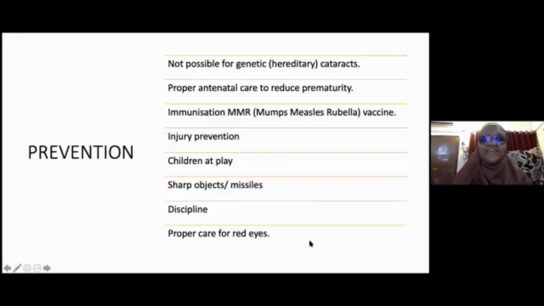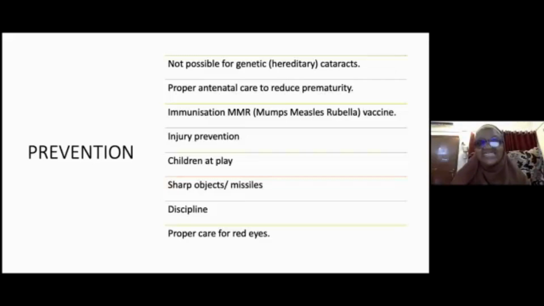Injury prevention. We talked about injury and we've seen a few cases illustrated. So with children at play, we need to be careful. We are all wary of the typical sharp objects, pins, needles, scissors, but there are other sharp objects that are naturally in the children's environment. There are pens, there are pencils, there are rulers.